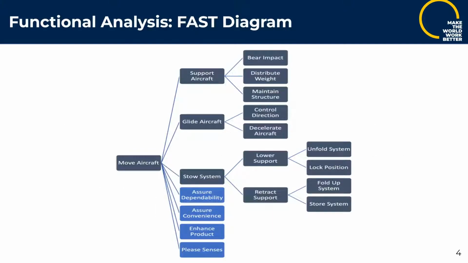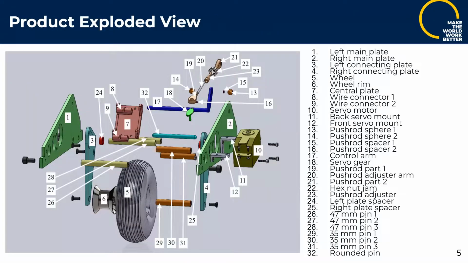And so next we did the functional analysis for the retractable landing gears. Their main function is to just move the aircraft, and we can separate that into three main functions, which is to support the aircraft, glide the aircraft, and stow the systems inside the aircraft. And so here is an exploded view of our product with all the labels and the numbering, which would be referenced for the rest of our presentation.